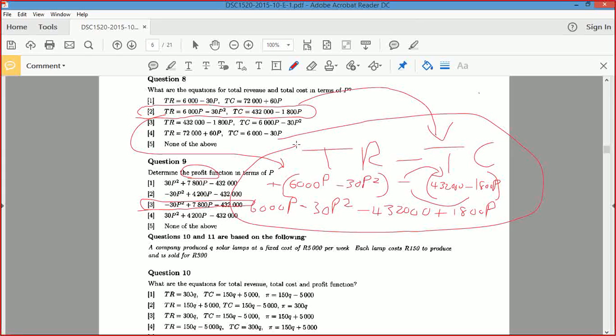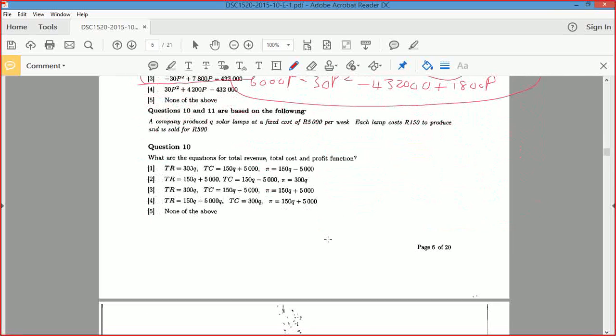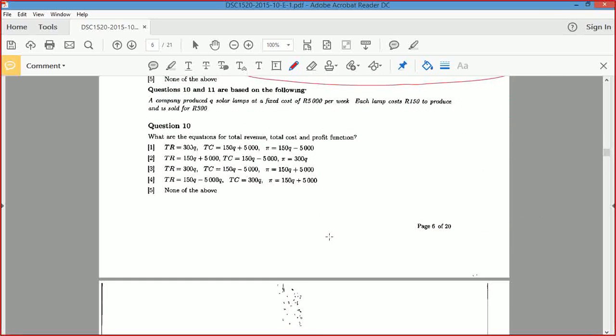Okay, questions 10 and 11, easy or difficult? We just did one. You should be able to do this one. Okay, so now you do this one.